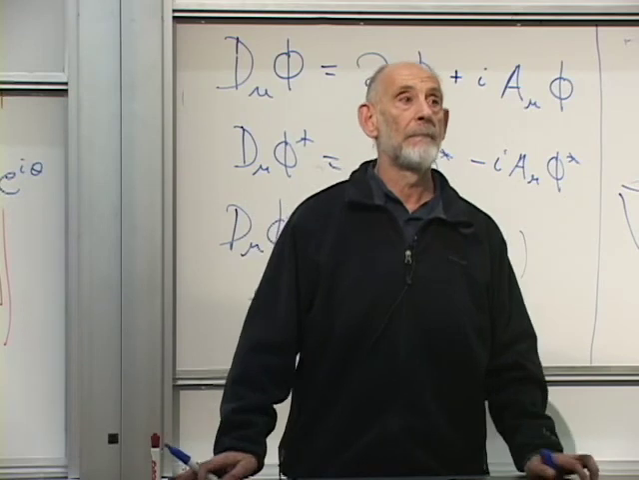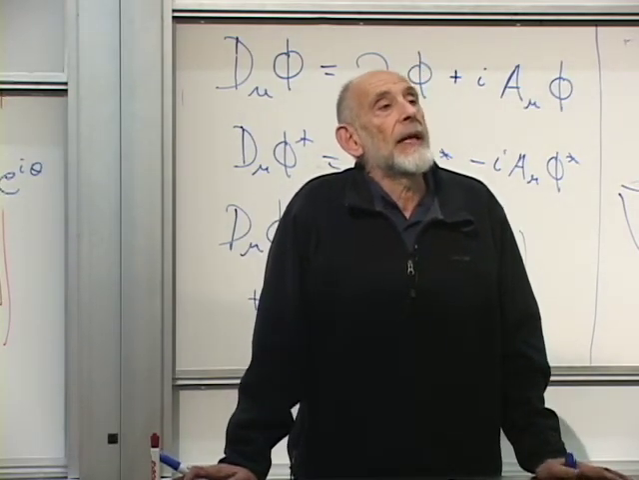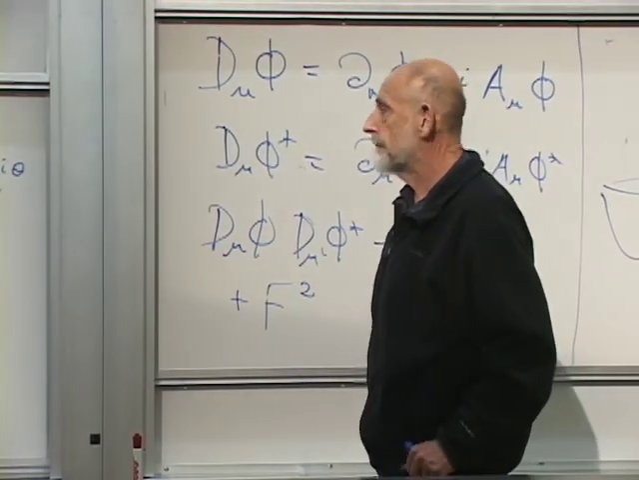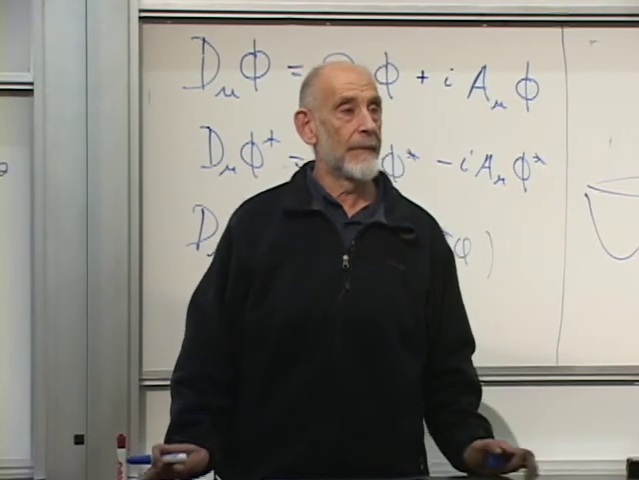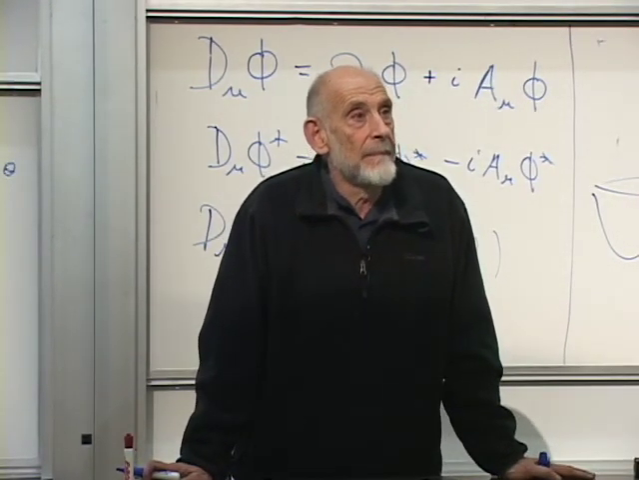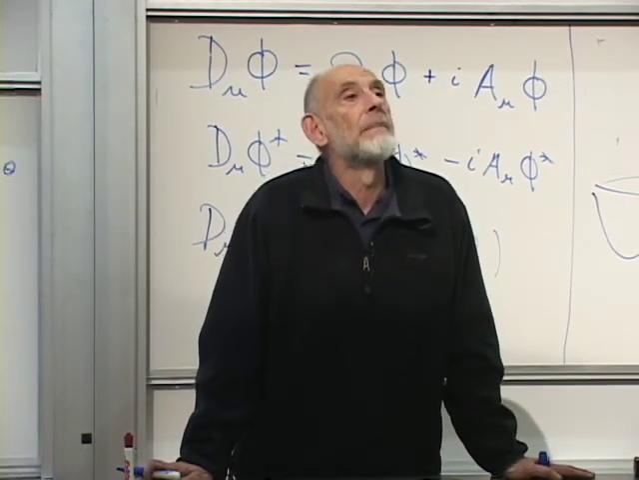The Lagrangian involves the field that is not the covariance. Say it again. The Lagrangian that we started with involves the field that is not the covariance. So why should we accept the fact that only for covariant derivatives it's invariant?